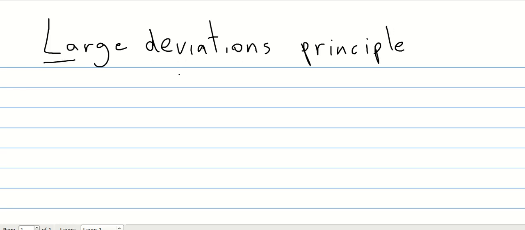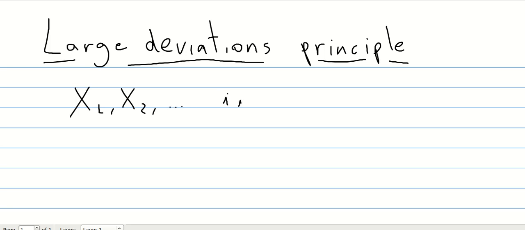So in this talk we're gonna start talking about large deviations. And before, let's just recap what we saw in the last lecture. So suppose we have random variables x1, x2, and so on and so forth, which are IID, and say the expectation of e to the theta x1 is finite for some theta.